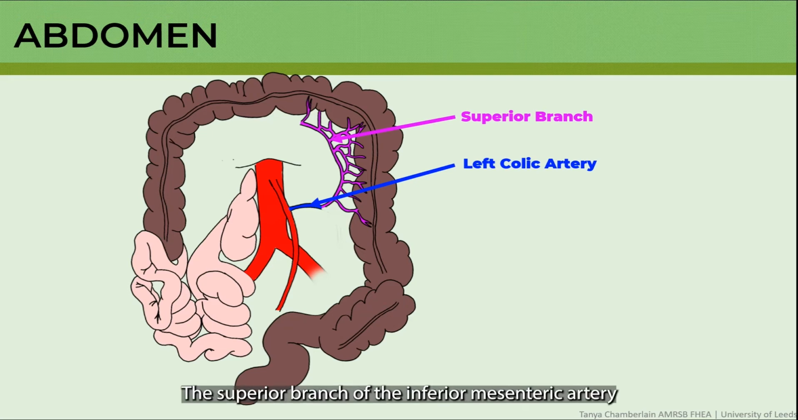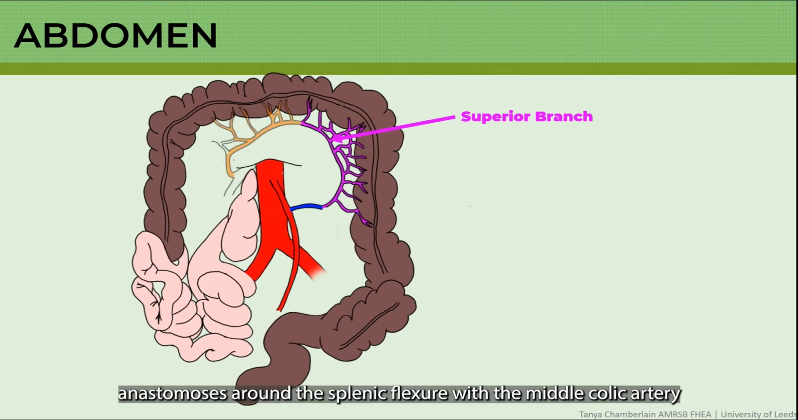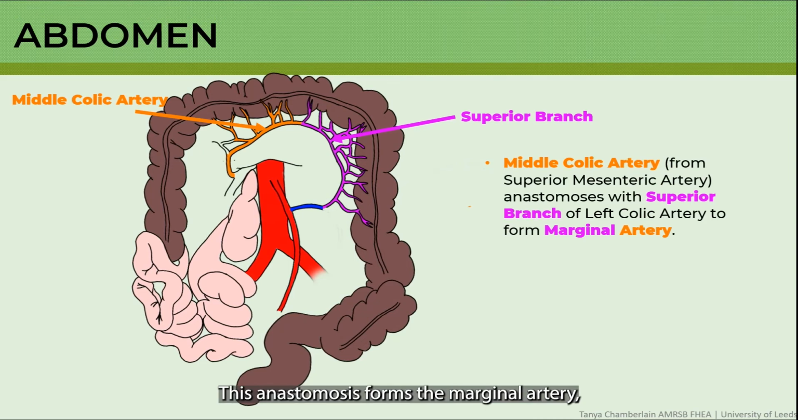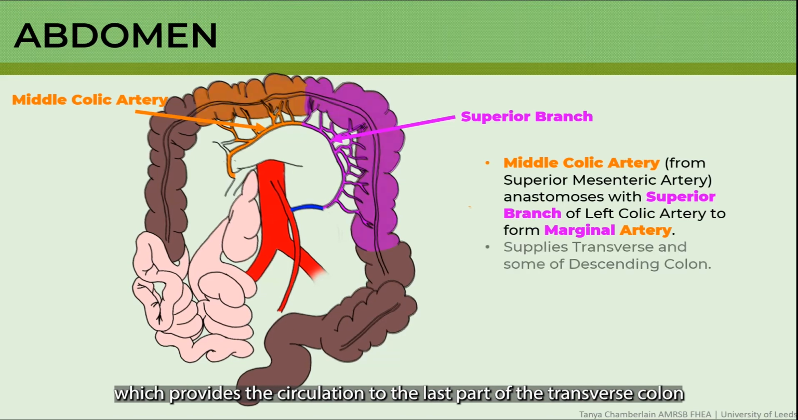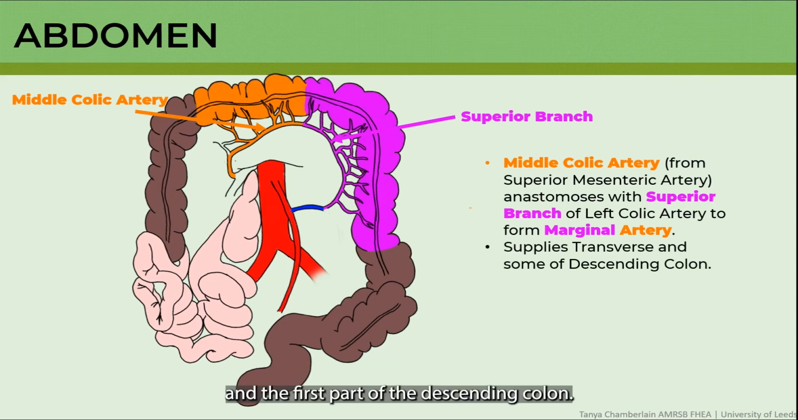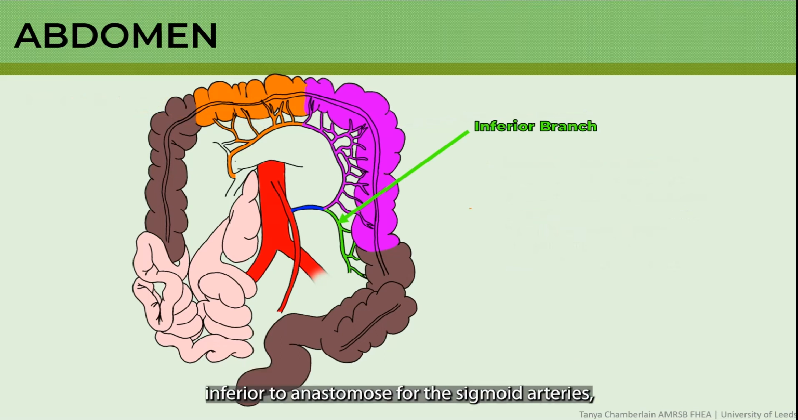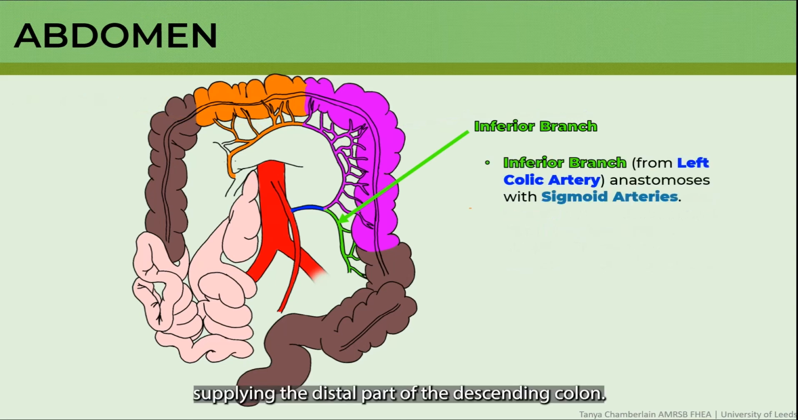The superior branch of the inferior mesenteric artery anastomoses around the splenic flexure, with the middle colic artery from the superior mesenteric artery. This anastomosis forms the marginal artery, which provides the circulation to the last part of the transverse colon and the first part of the descending colon. The inferior branch of the left colic artery does exactly what it says on the tin and moves inferiorly to anastomose with the sigmoid arteries, supplying the distal part of the descending colon.